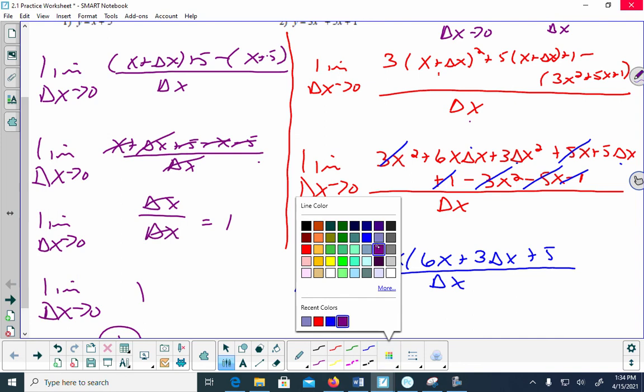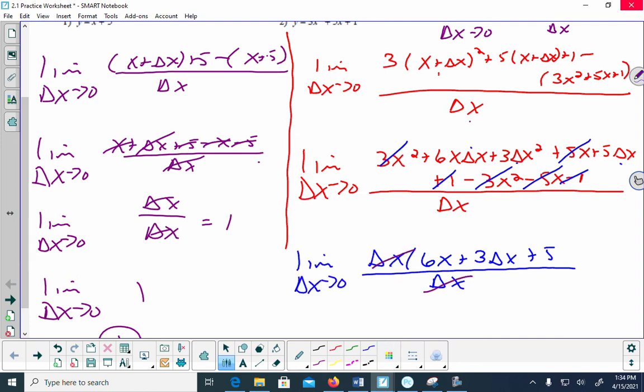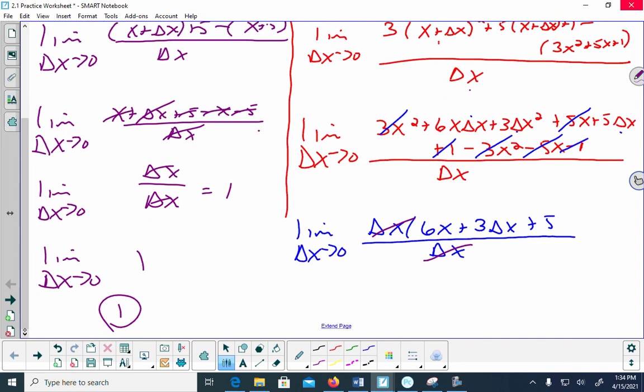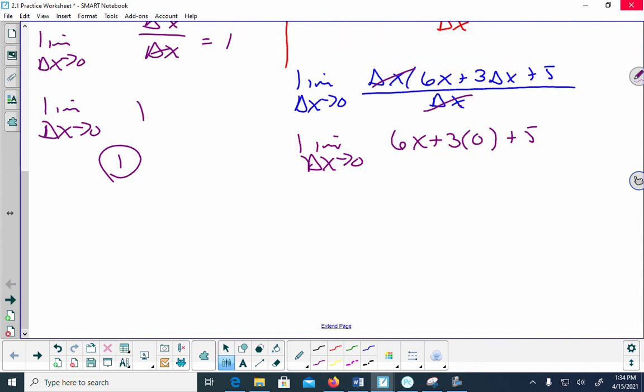Here, the delta x's will simplify, which is great, because now as I'm taking the limit as delta x approaches 0, I can do direct substitution because that 0 in the denominator is now gone, so it's no longer a problem. So I'm going to have 6x plus 3. In place of that delta x, I'm going to write 0 plus 5. And when I'm done, I end up with 6x plus 5.